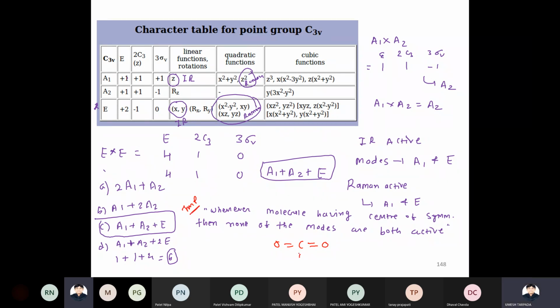When molecule having center of inversion i. Okay, if i is present, then none of the modes are both active, IR as well as Raman active. બંને active હોય એવું possible નથી. Okay? Is it clear? ખ્યાલ આવી ગયો?